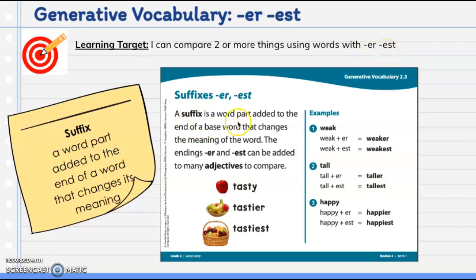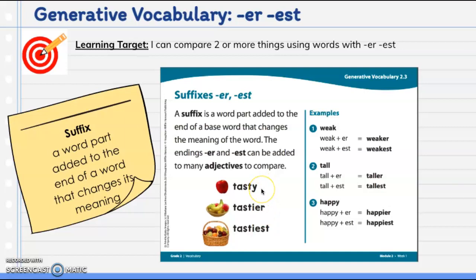A suffix is a word part added to the end of a base word that changes the meaning of the word. The endings ER and EST can be added to many adjectives to compare. Remember, an adjective is a word that describes a noun. Let's look at the example below.